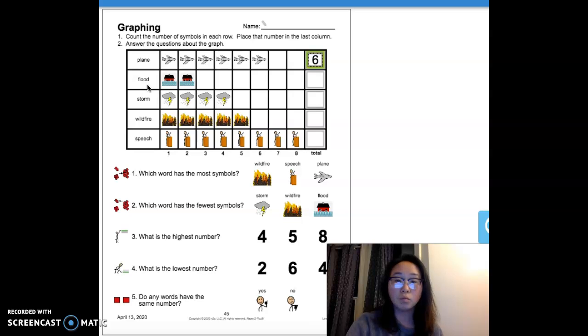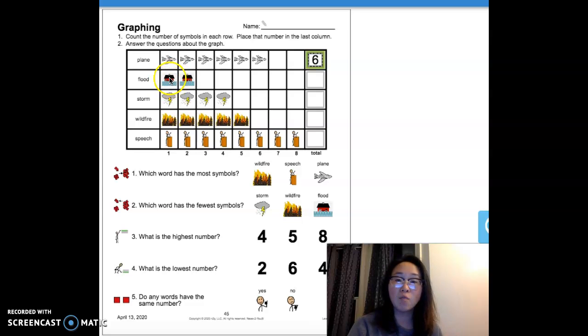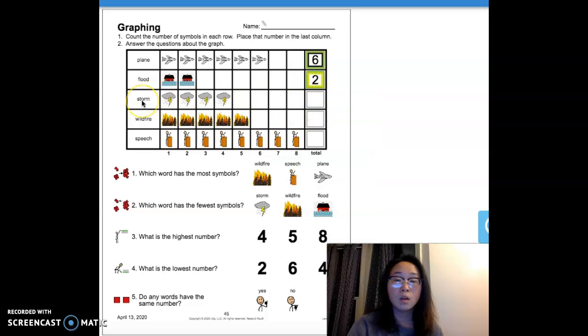The next word is flood. Flood is when there's so much rain and water that it gets into your home, or it rises very high so that it can ruin the streets and the businesses and stores and homes. How many floods do we have? We have 1, 2, just 2 floods. 2.